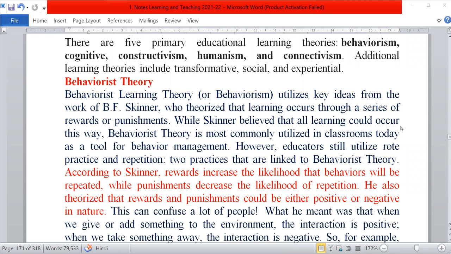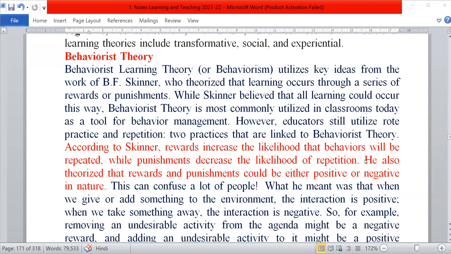Behaviorist theory is given by B.F. Skinner, who theorized that learning occurs through a series of rewards or punishments. While Skinner believed that all learning could occur this way, behaviorist theory is most commonly utilized in classrooms today as a tool for behavior management. However, educators still utilize rote practice and repetition, two practices that are linked to behaviorist theory.